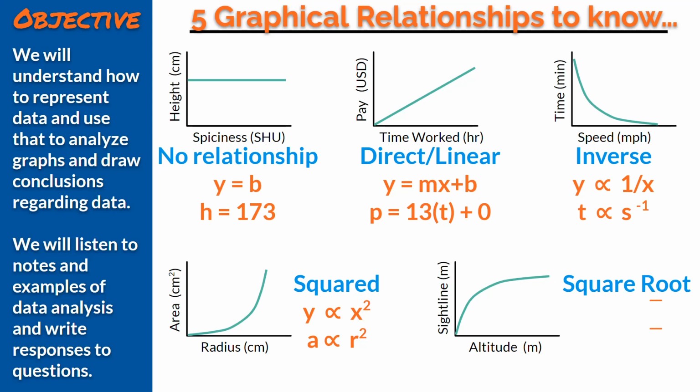This one is, as I go higher, like if I'm climbing a mountain, I can see farther and farther away, but it tapers off. There's only so far that I can see, and so you have a graph that is shaped like this. We would say that y is directly proportional to the square root of x. You could also take the variables and say that your sight line, that's my y variable, is directly proportional to the square root of my altitude. Okay, and that would be your fifth and final relationship.